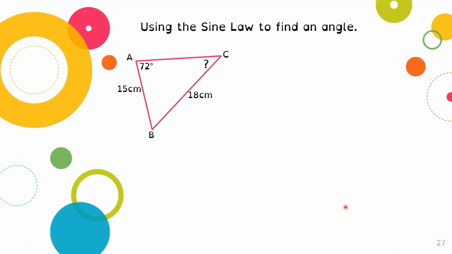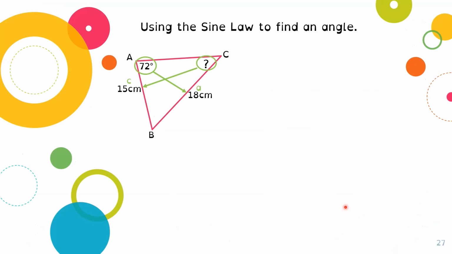Okay, so let's actually do a question and see how this works: using the sine law to find an angle. I have a triangle ABC with angle A is 72 degrees. That's what I'm starting with. So across from angle A is side A, which is 18 centimeters. I'm looking for angle C, which I have a question mark there, and across from angle C is side C, and that is 15 centimeters.